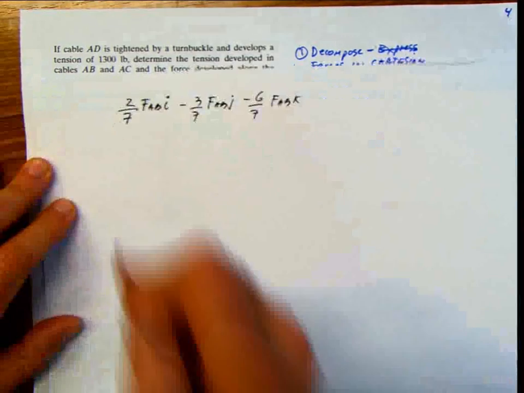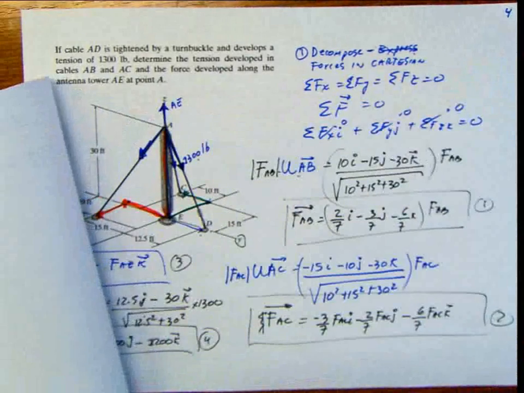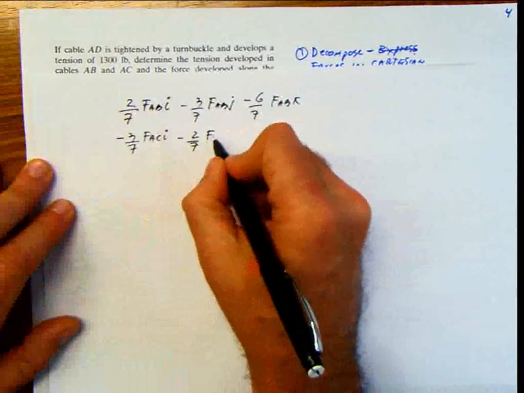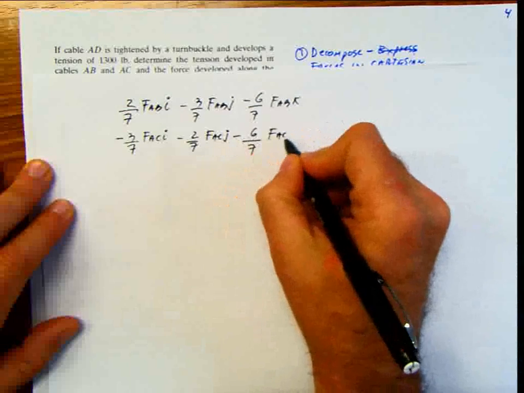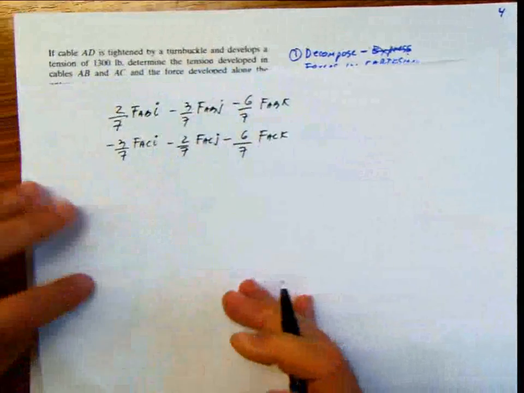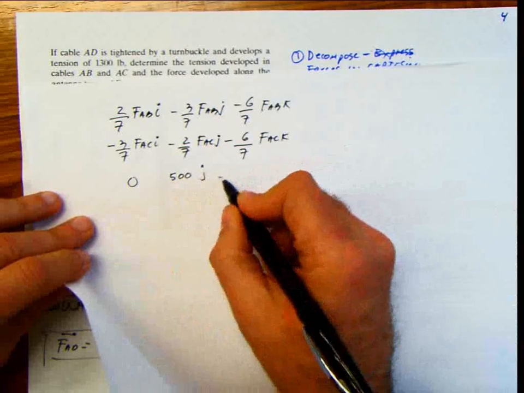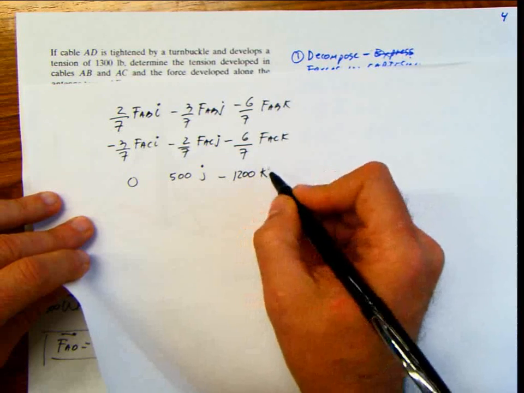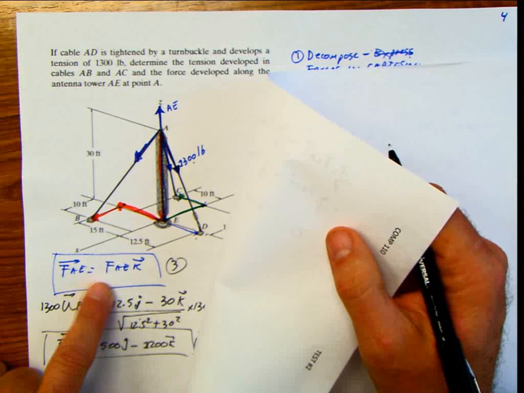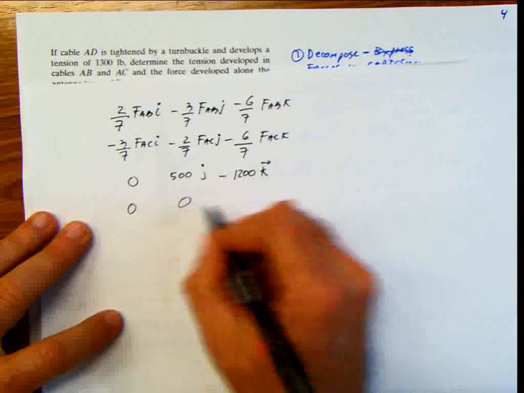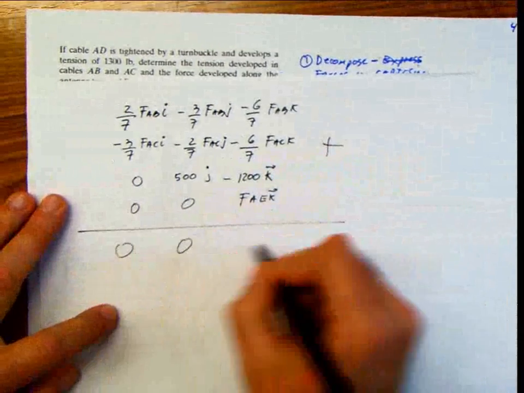The force AC is negative 3/7 force AC i, negative 2/7 force AC j, negative 6/7 force AC k, and then we have the force AD, and the force AD here is 0, 500 j, negative 1200 k. And then I have also this force, force AE k, 0, 0, k. Summation of all the forces has to be 0, 0, 0.